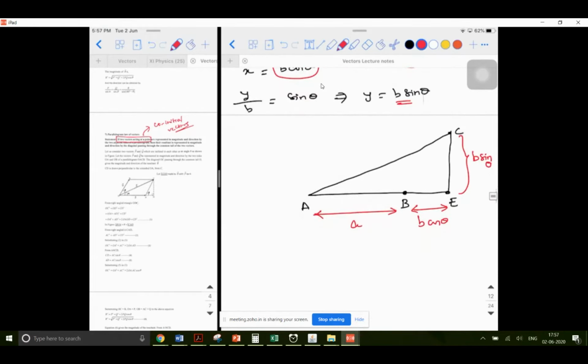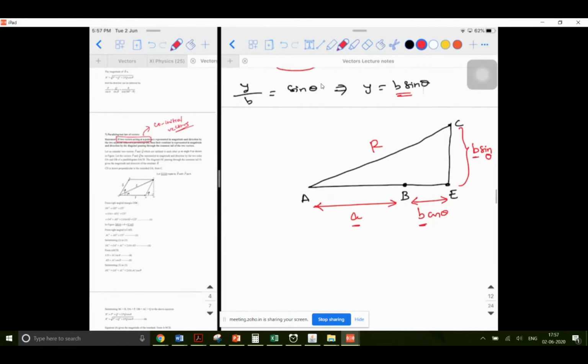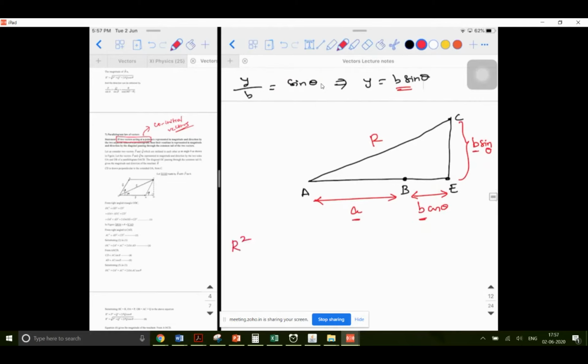So I hope it is clear till this step. So this is A, this is B sin theta, this is B cos theta, and this is R. Now what is it you are able to see? You are able to see a right angle triangle. For a right angle triangle, wherever you need to find the distances, what do you apply? Pythagoras theorem. So what does it state? Hypotenuse square, that is AC square is equal to AE square plus EC square.